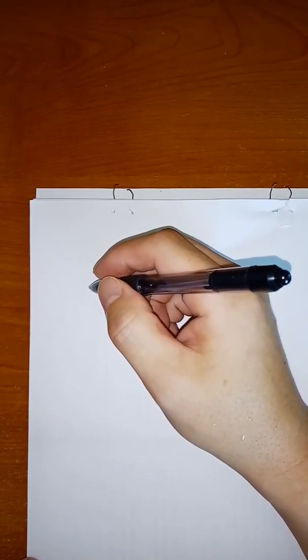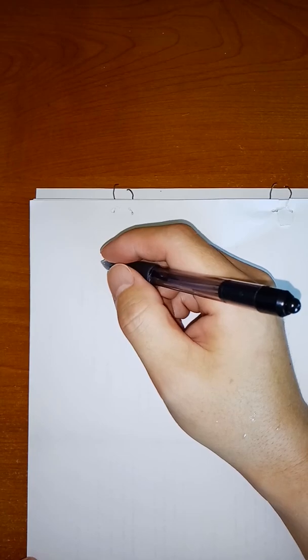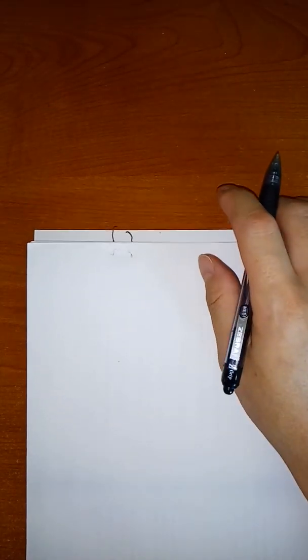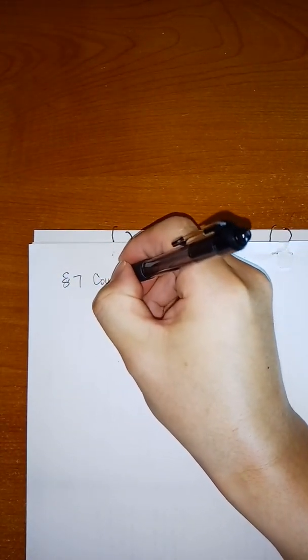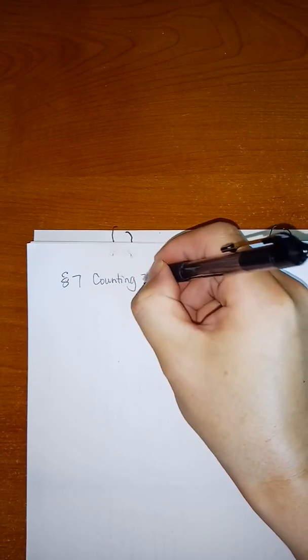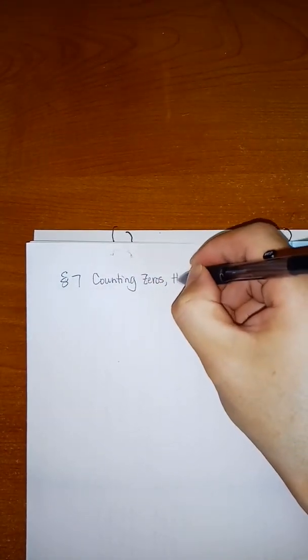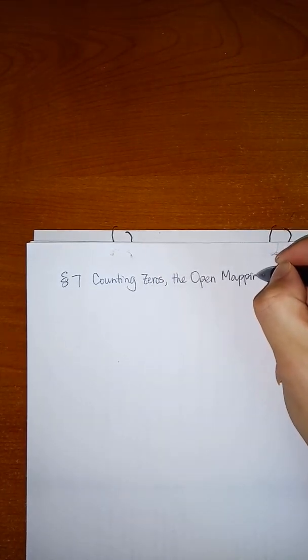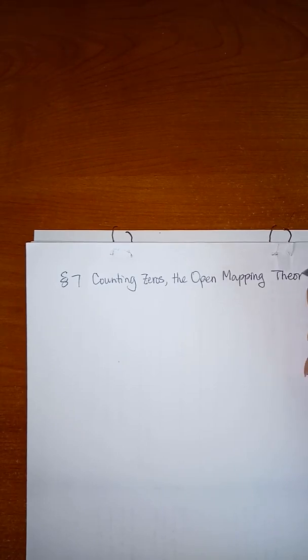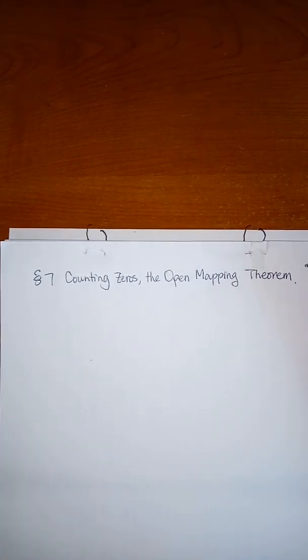Okay, today let's talk about section 7, counting zeros, the open mapping theorem. We already have the Cauchy integral theorem, and we want to see some application of this very important theorem.